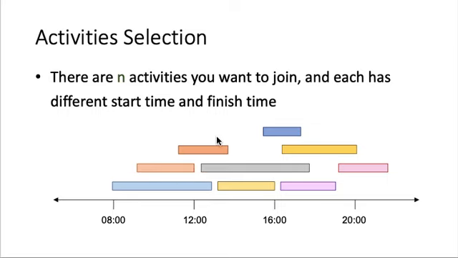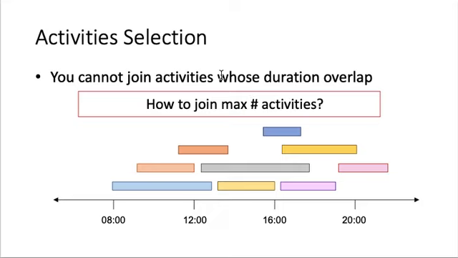So we have 1, 2, 3, 4, 5, 6, 7, 8, 9. So we have 9 activities that we want to join, but we cannot join activities whose duration overlap. So suppose that we are joining this activity. Then in that case, since this activity overlaps with this one in the duration, if we pick this one, then we cannot pick this one. If we pick this one, then we cannot pick this pale blue one. And the target here is we want to join the maximum number of activities. So how to decide which activities to join?